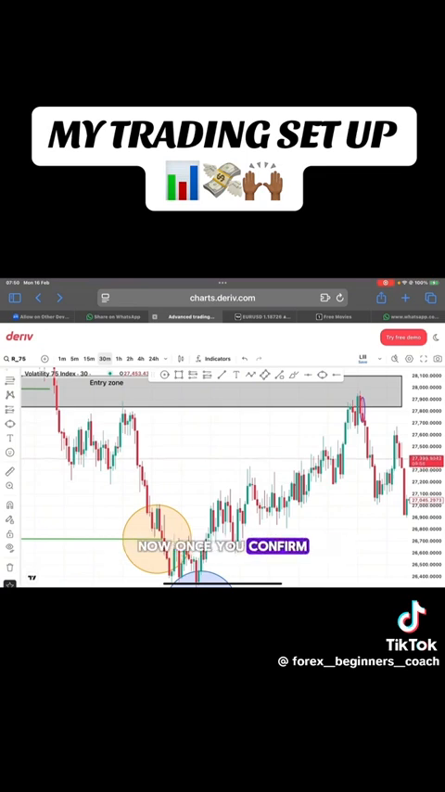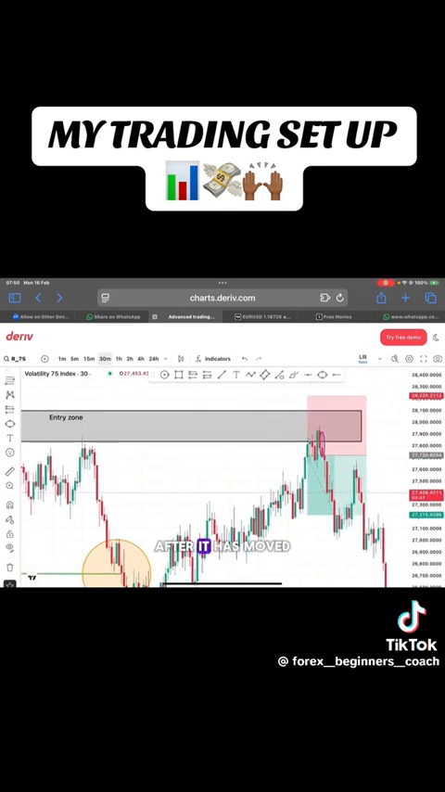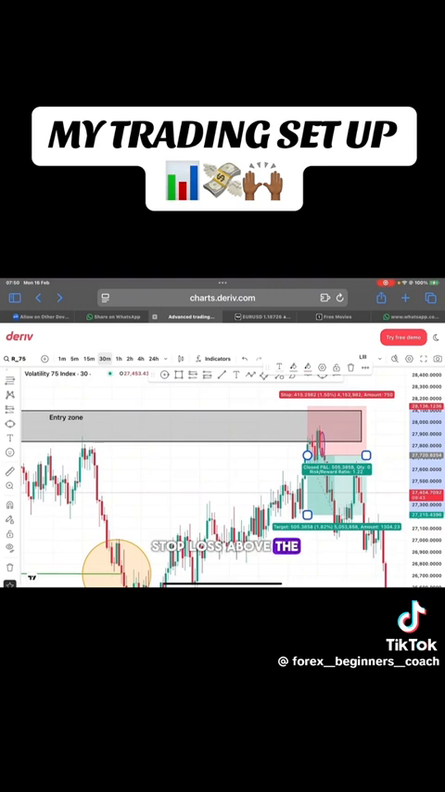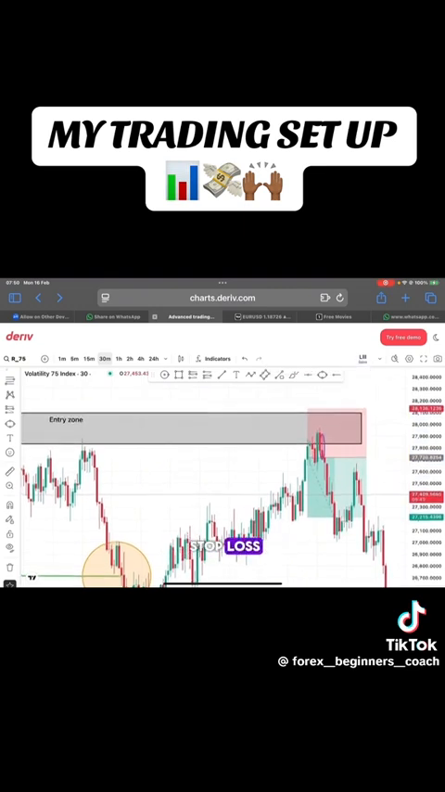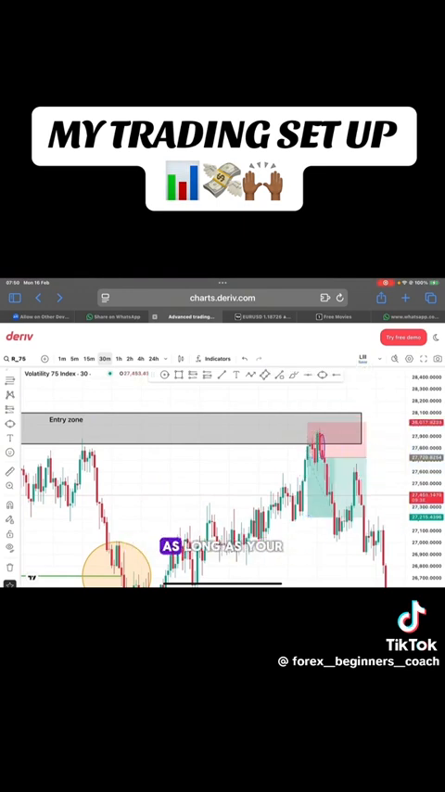Once you confirm your confirmation candlestick, you make sure you enter on the next candle. After it has moved halfway, you can put your stop loss above the entry zone. You can put your stop loss above your confirmation candlestick. It doesn't really matter. As long as your stop loss is above the confirmation candlestick, that is good to go. If you want to put it above your entry zone, that is also perfect. No issue at all.